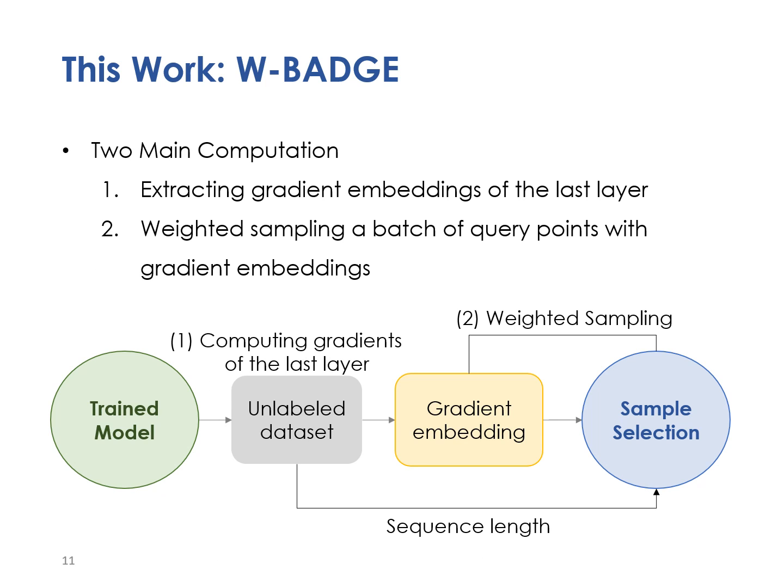We can summarize weighted BADGE active learning into two main computation processes. First, extracting gradient embeddings from parameters of the final layer for our unlabeled data samples, and sampling a batch of query points based on those gradient embeddings using the weighted sampling method. It selects sentences for which the diversity and uncertainty are high when considering their reverse length. We explain its computation steps in more detail.